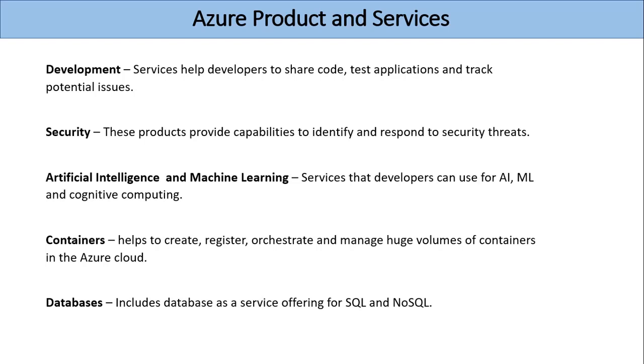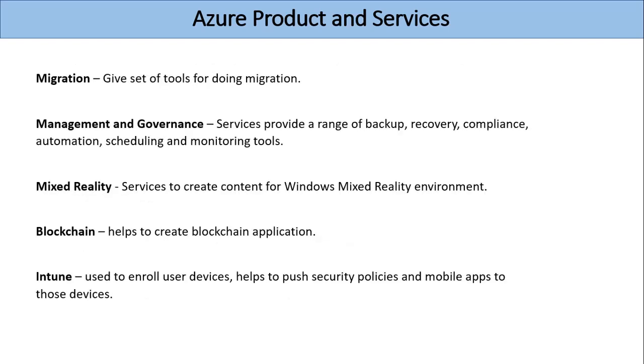Containers help us to create, register, or manage a huge volume of containers in the Azure cloud. Databases include both types of databases, SQL and NoSQL, wherein Cosmos DB, and it also helps for maintaining the data warehouse, Azure data warehouse, Azure SQL, and PostgreSQL. So it provides all those facilities, and we can use a database as per our need.